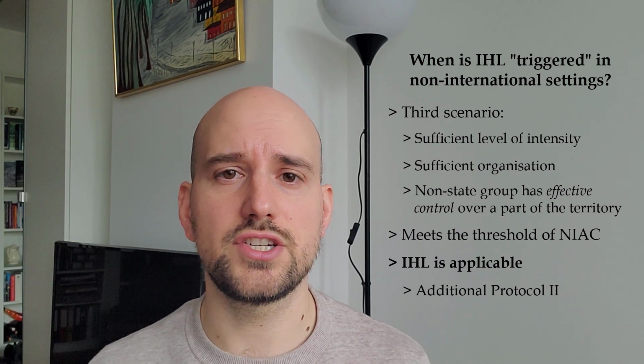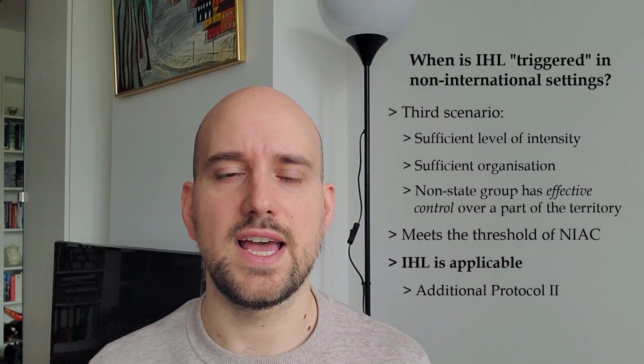In the third scenario, then, the conditions of the second one are already met as regards the intensity of the conflict and also the organizational structure of the group that is opposing the state. However, in addition, this group also now has effective control over a part of the territory of the state in which it is based. And under such a condition, Additional Protocol number 2 comes into play and is triggered and therefore applicable if the state indeed has ratified it.